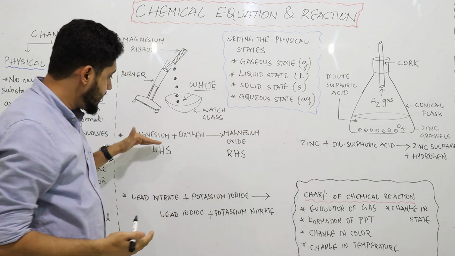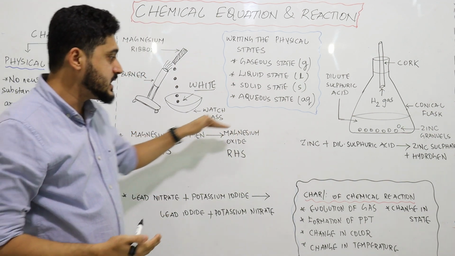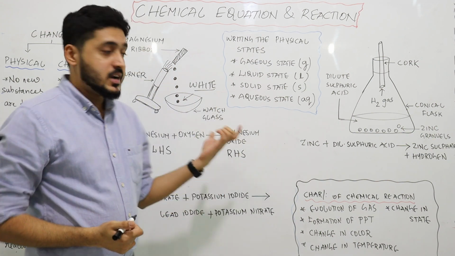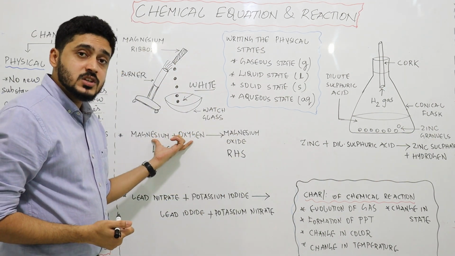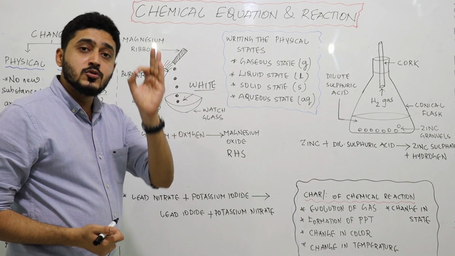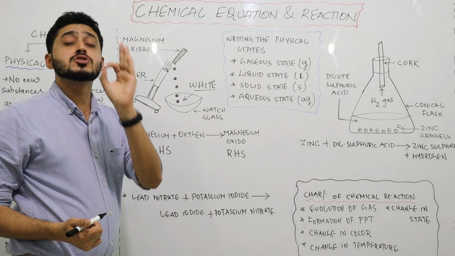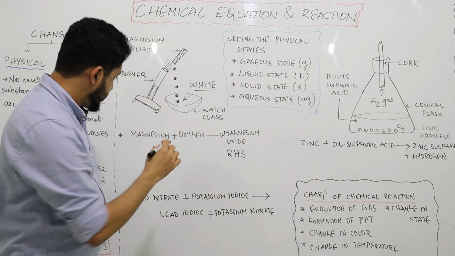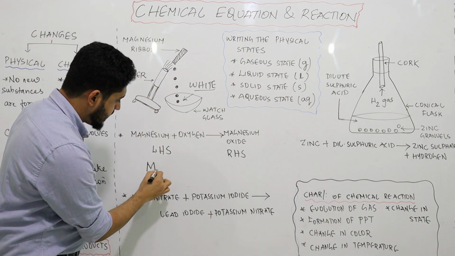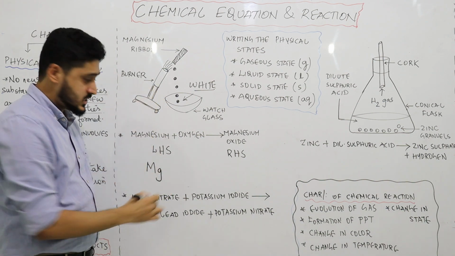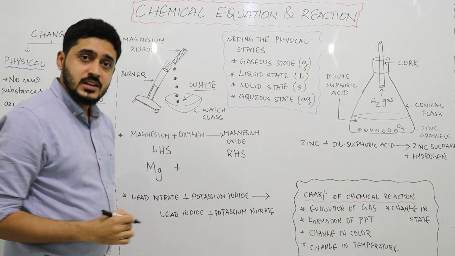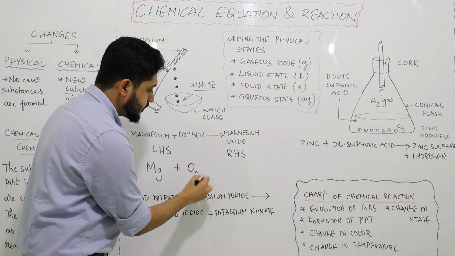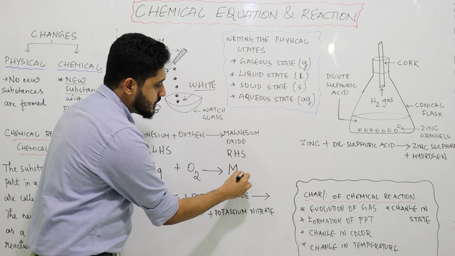Whatever I have written, magnesium plus oxygen gives magnesium oxide, is a word equation. In order to make this word equation more informative, I have to use symbols and formulas. Now tell me students, how will you write magnesium? Magnesium is written as Mg. Plus oxygen. Oxygen is a gas, so how will you write oxygen? Oxygen is O2.